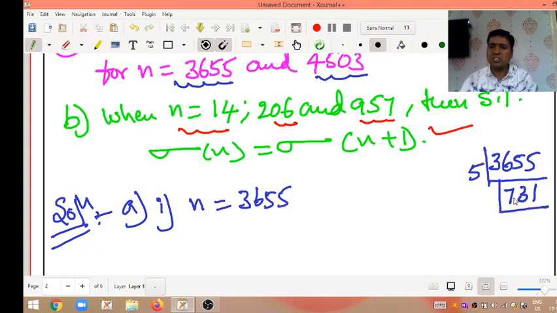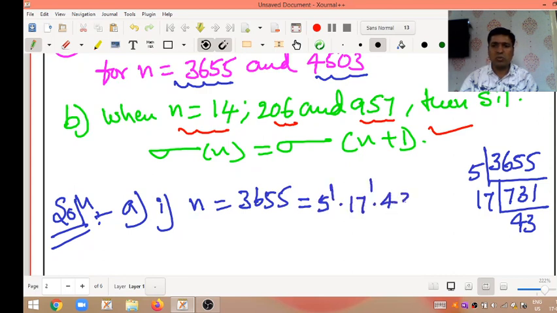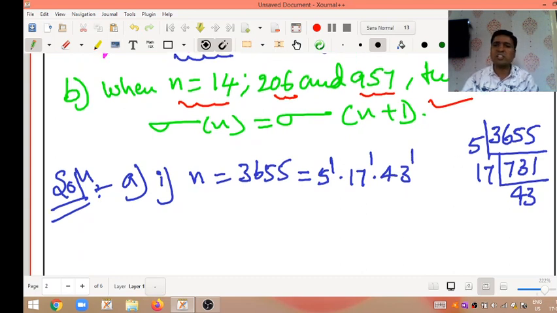Okay, my dear students, this is not divisible by 5 again, not divisible by 7, so like that the primes go on. So 17 into 43, 731 will come. So that is why 3655 becomes 5 to the power of 1 into 17 to the power of 1 into 43 to the power of 1. Okay, my dear students, this is in the form of p1 power k1 into p2 power k2 into p3 power k3.